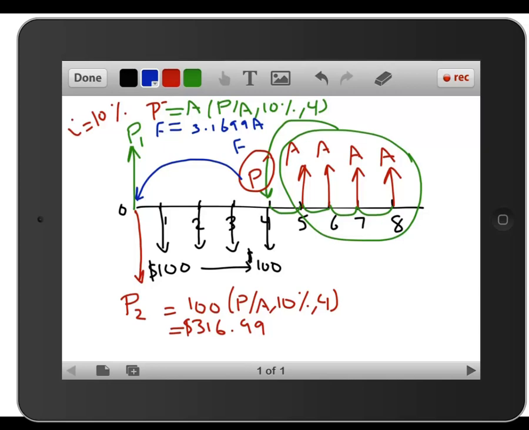Now how to find P1? If we go back to P1, P1 is considered as the present value for this future. So the future value, F, which is the same as the P prime here, multiplied by P given F with 10% and how many periods? 1, 2, 3, 4. So I have 4 periods.